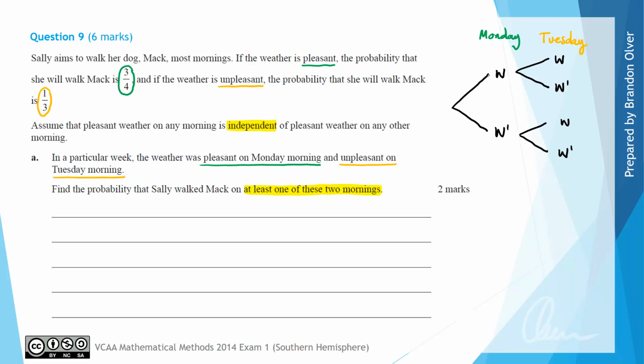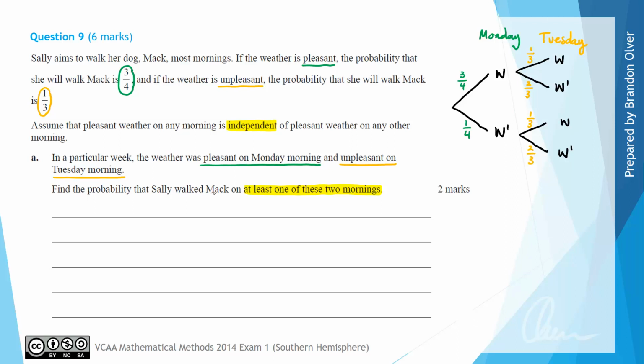So the probability of walking Mac on the Monday when it was pleasant was 3/4, meaning there was a 1 in 4 chance that she didn't walk Mac that day. And then on Tuesday when it was unpleasant, there was only a 1/3 chance that she walked Mac, or a 2/3 chance that she didn't walk Mac. And that's the same for the second set of branches down here.